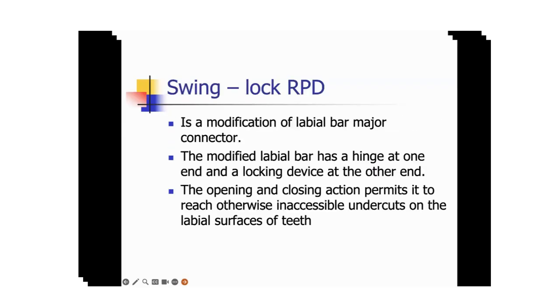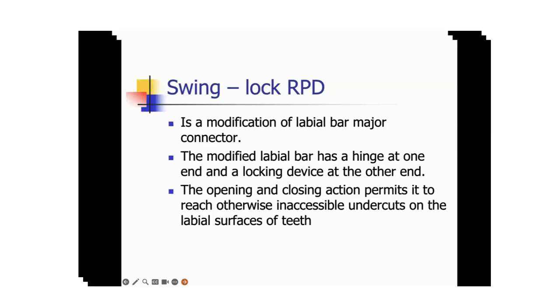So that is why there is a modification known as a swing lock removable partial denture. It is a modification of the labial bar major connector. The modified labial bar has a hinge at one end and a locking device at the other end. So the advantage is it has a gate-like design. You can open and close. The opening and closing action permits it to reach otherwise inaccessible undercuts on the labial surfaces of the teeth.